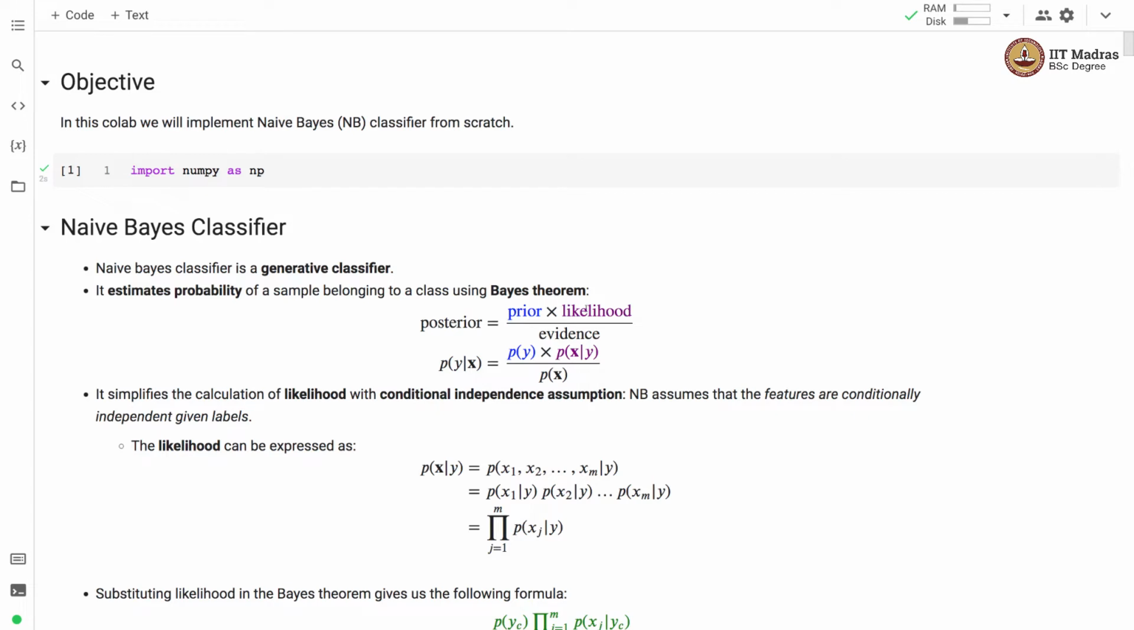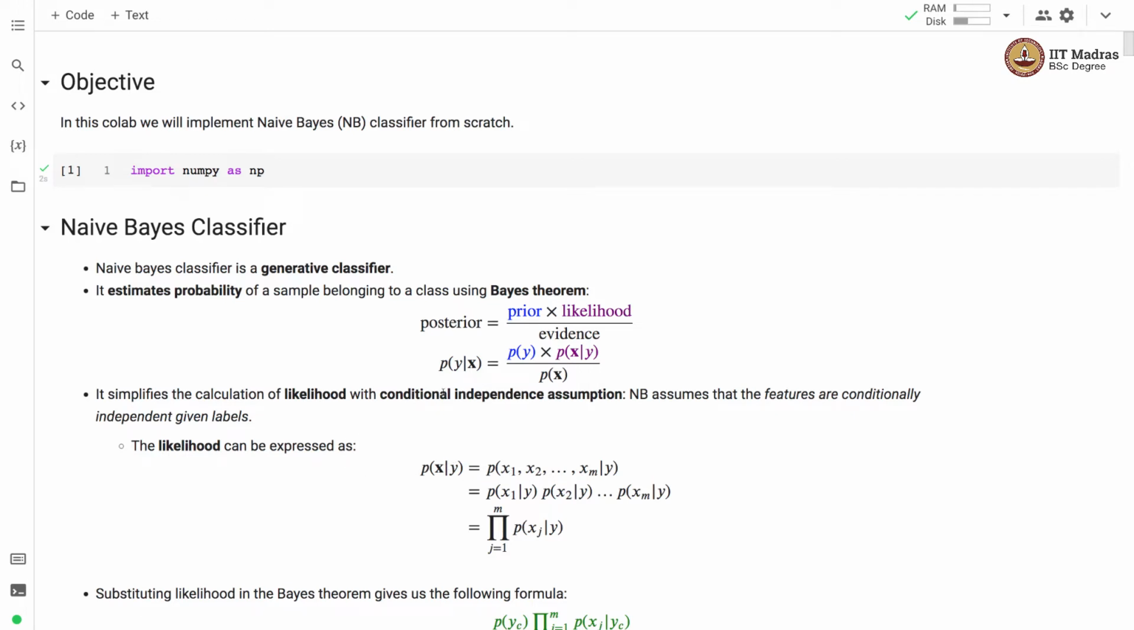It simplifies the calculation of likelihood with conditional independence assumption. Naive-Bayes classifier assumes that the features are conditionally independent given labels. Because of this assumption, we can express the likelihood. The likelihood is P of x given y, where x is a vector. So we have P of x1, x2 all the way up to xm given y. These are m features, so this is the joint probability of features given the label.